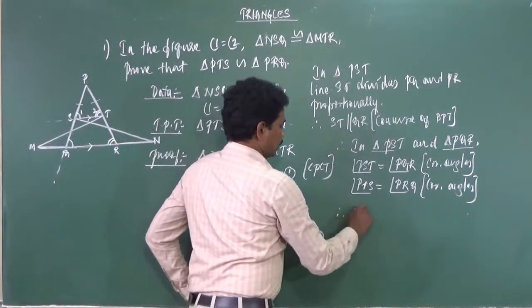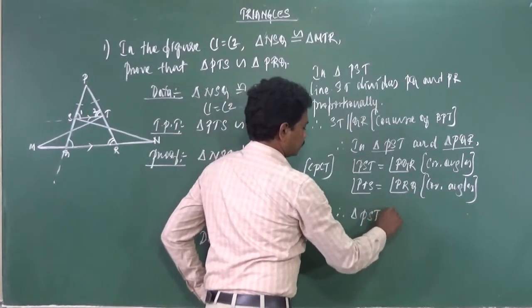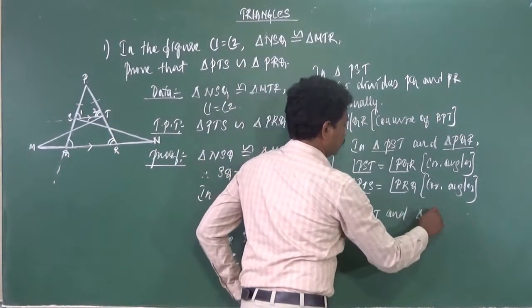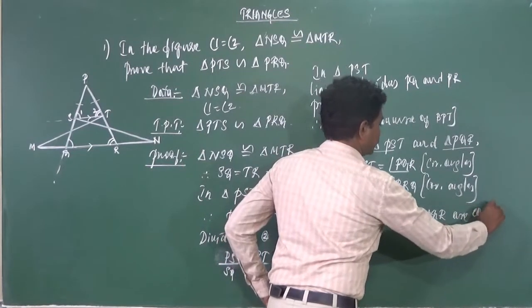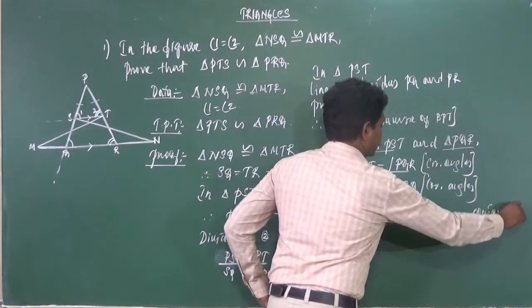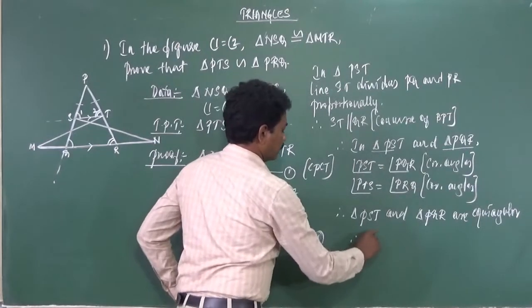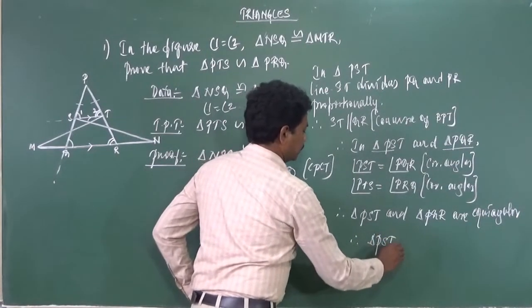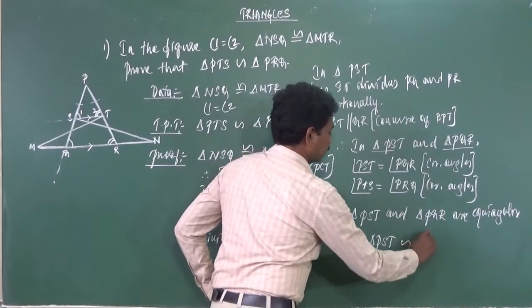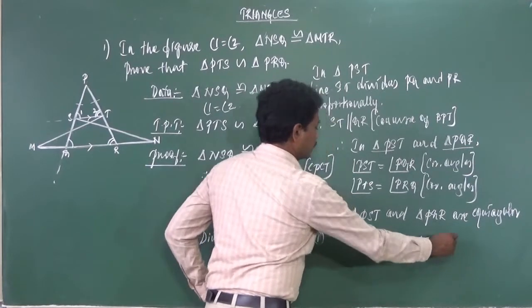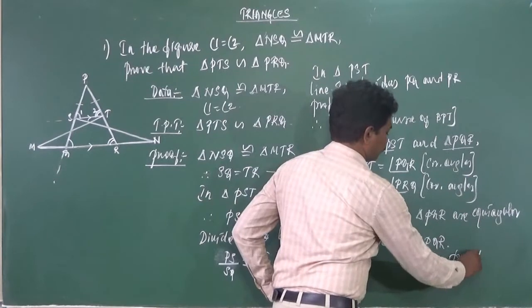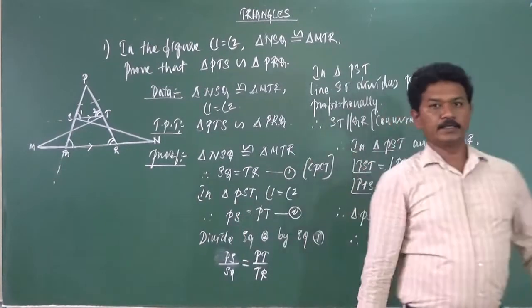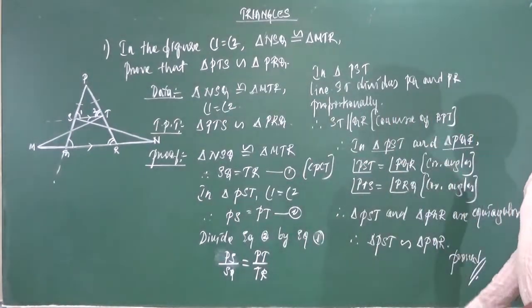So therefore triangle PST and triangle PQR are equiangular. So therefore triangle PST is similar to triangle PQR. Right. So hence it is proved. So this is what we have to prove. Right. So this is a very important problem.